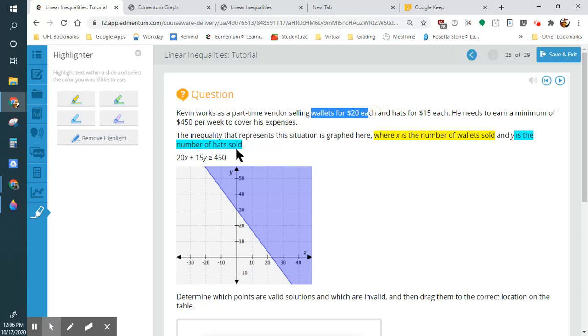So wallets is 20. And hats are 15. So that's why hats are y, so that's why it's 15 with the y. Remember, it's not saying that y is 15. We're not saying we sold 15 hats. We're saying $15 times the number of hats.